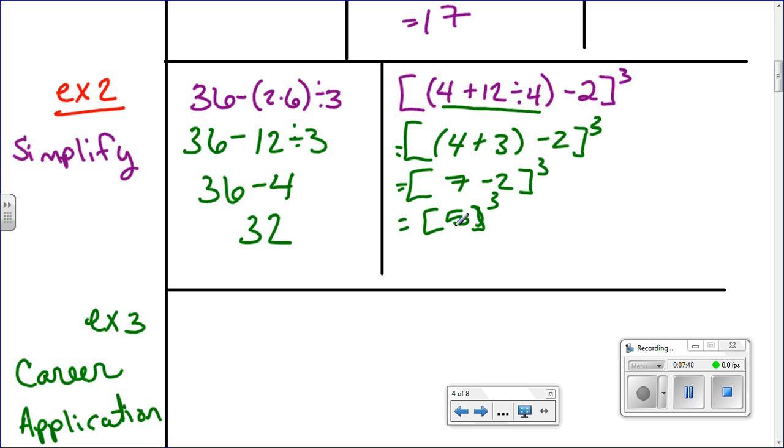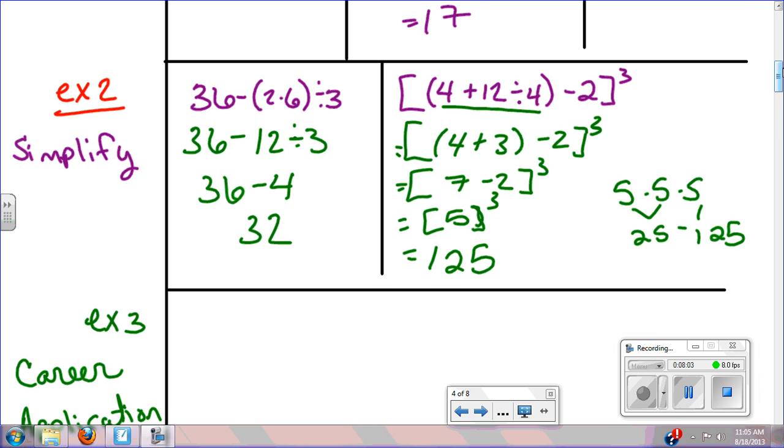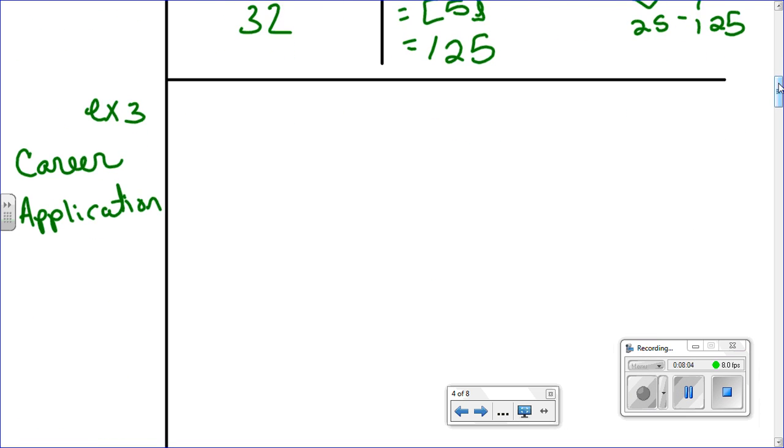This is cubed, so now I can use my exponents. 5 cubed. It's the same thing as 5 times 5 times 5. So this is 25. 5 times 25 is 125. So our answer is 125. Okay, let's go ahead and do example 3, career application.